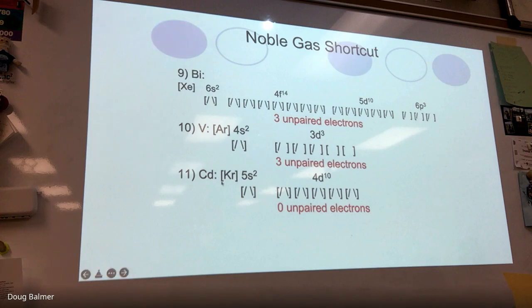All right, number 10 for cadmium. Rather than starting out with all 48 electrons, we can start with krypton, which basically is the shortcut to say, hey, here's 36 electrons. We don't really care about them. And then we'll pick it up with 5s2, 4d10. Now, in this case, there's 0 unpaired electrons. Because the s orbital is filled, because the d orbitals are filled, there's no electrons that don't have a buddy. So there'd be 0 unpaired electrons.